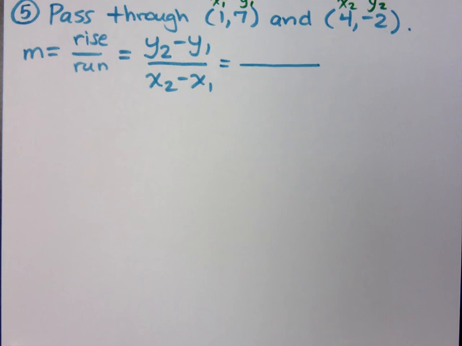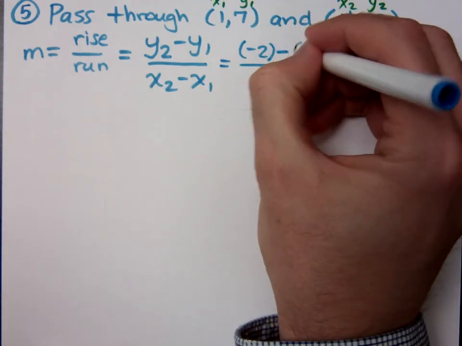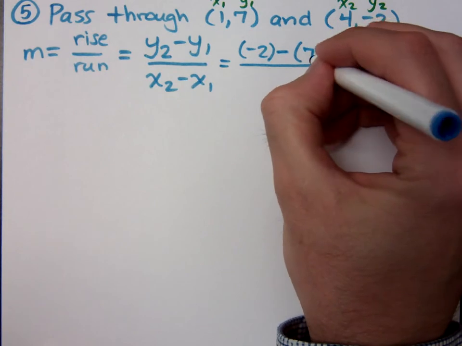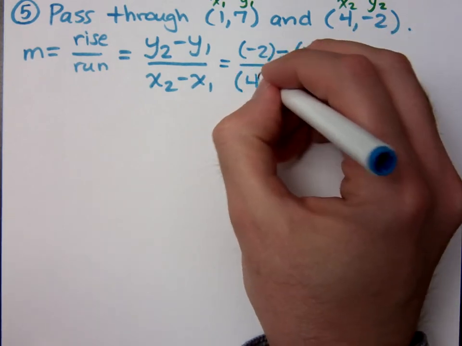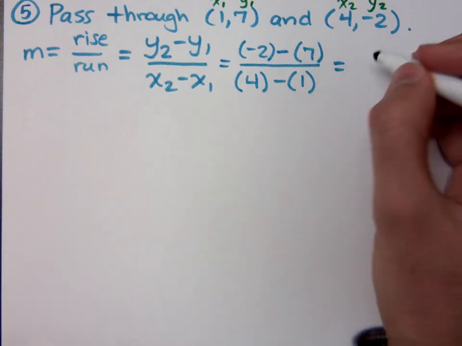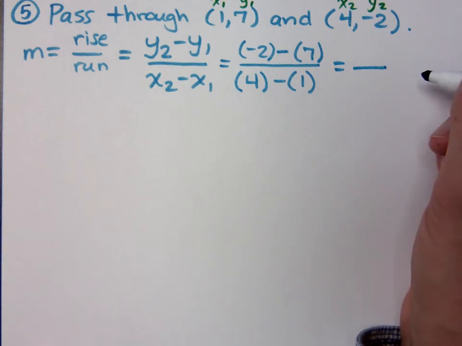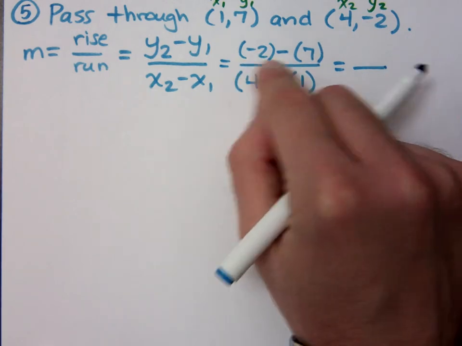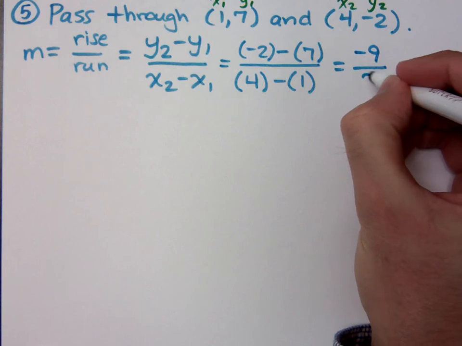What is y2? Negative 2. Negative 2 minus, what's y1? 7. What's x2? 4. 4 minus, what's x1? 1. What do we get? Right, negative 2 minus 7 is negative 9, and then 4 minus 1 is 3.